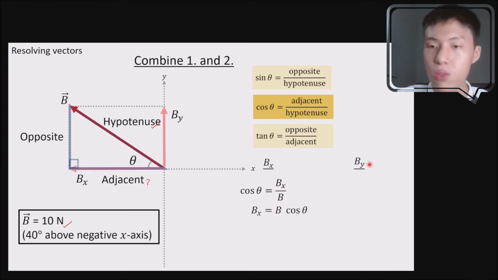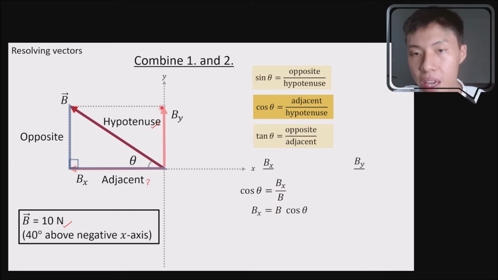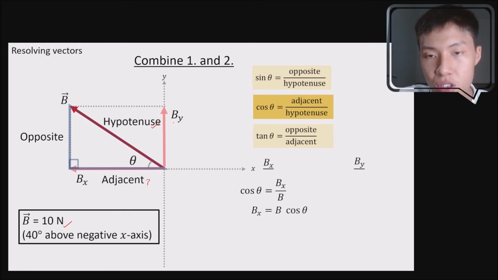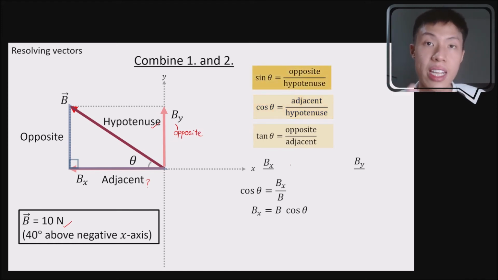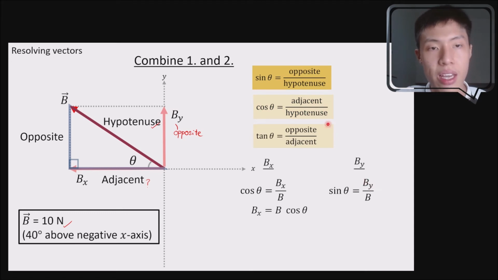Okay, look at By. By is here. But By, we know that it has the same length as the opposite side of the triangle, right? So By here is actually just opposite. So in that case, we want to pick an equation which has opposite and hypotenuse. So that's the first equation over here. Bring it down, substitute opposite with By, substitute the hypotenuse with B, rearrange, we get By equals B sine theta.